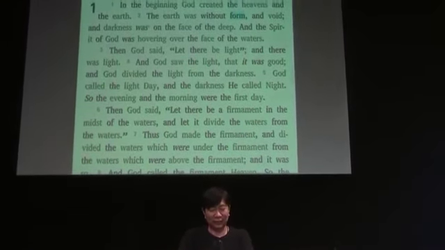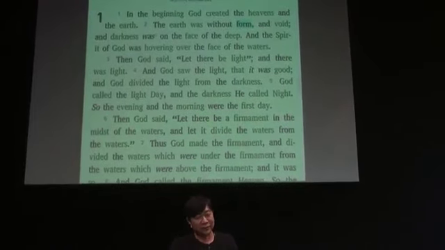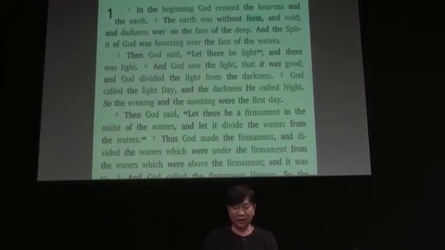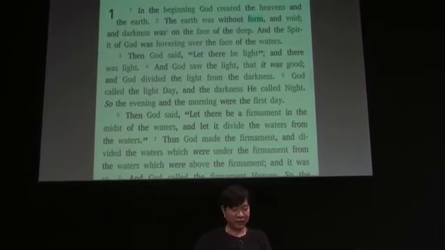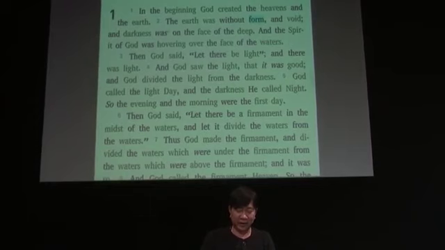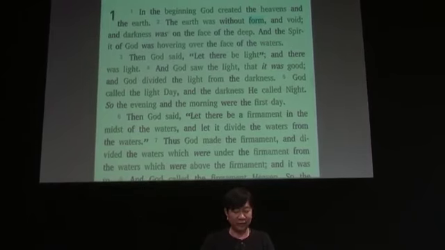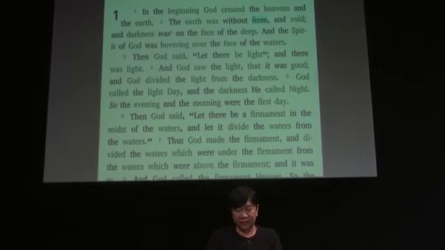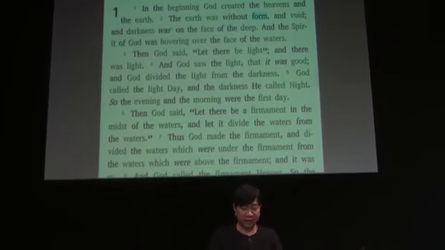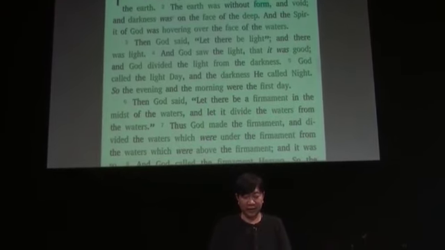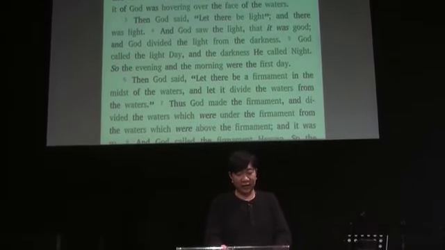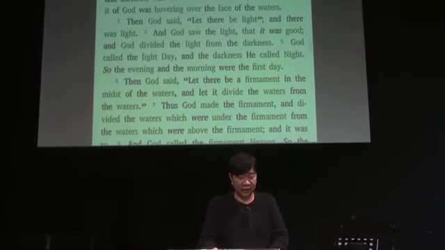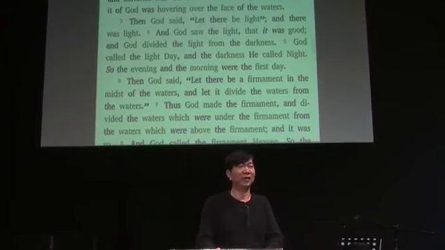Let's read in Genesis chapter 1, verse 1 onwards. In the beginning, God created the heavens and the earth. The earth was without form and void, and darkness was on the face of the deep. And the Spirit of God was hovering over the face of the waters. Then God said, "Let there be light." And there was light. And God saw the light, that it was good. And God divided the light from the darkness. God called the light day, and the darkness he called night. So the evening and the morning were the first day.